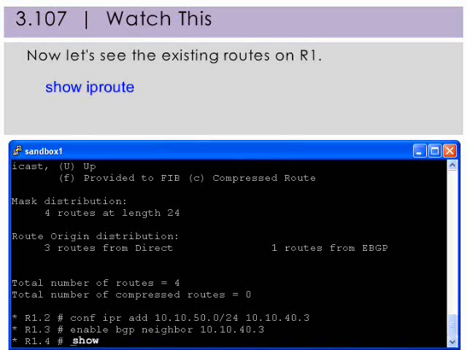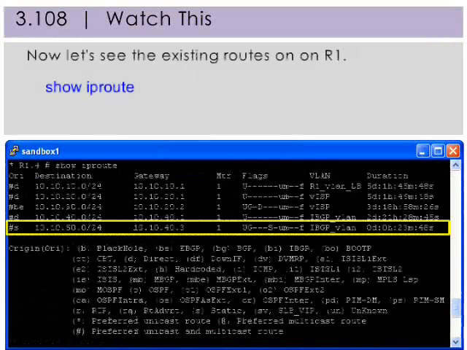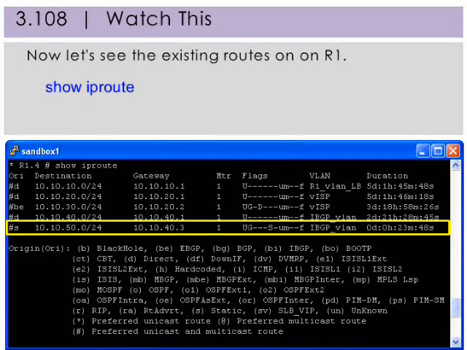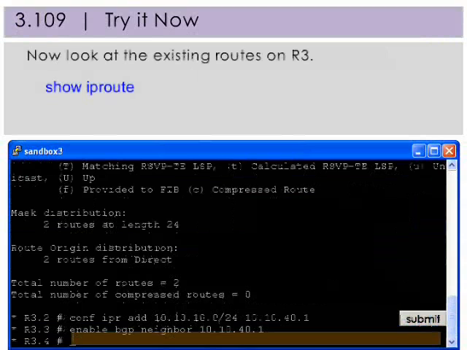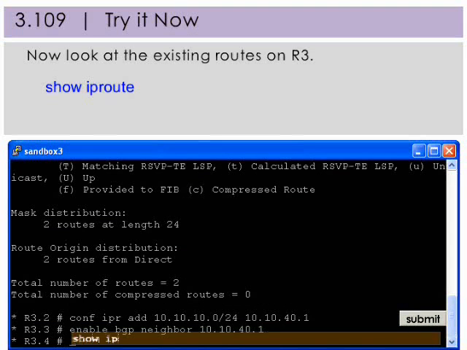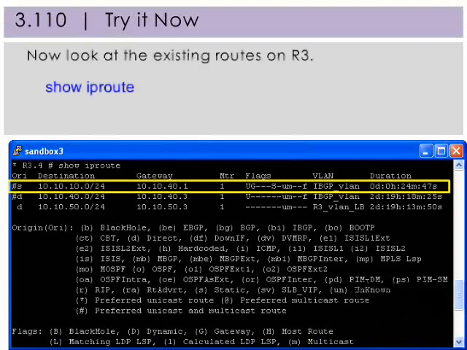Let's view the routing table on R1. On R1, we see that the static route of R3 has been added to its routing table. If we were running OSPF, this route would have been added, showing an O to indicate OSPF. Now look at the existing routes on R3. On R3, we see the new static route from R1 indicated with an S.